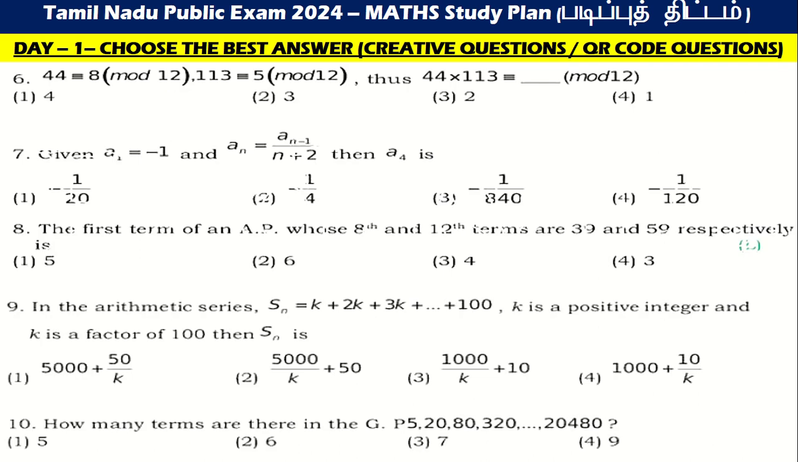Next one, 44 is mod 12. The 113.5 mod 12. Then 44 into 113. The answer is A.